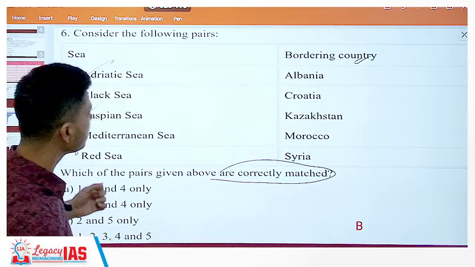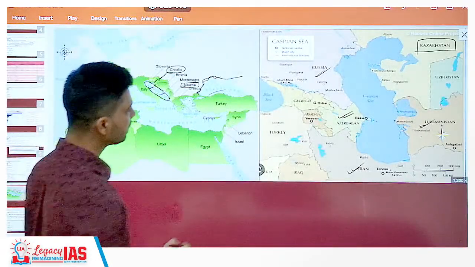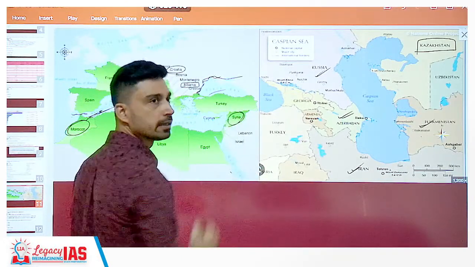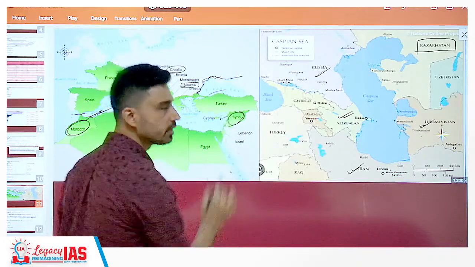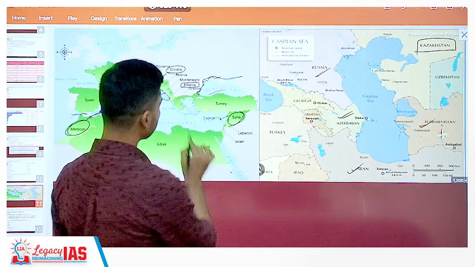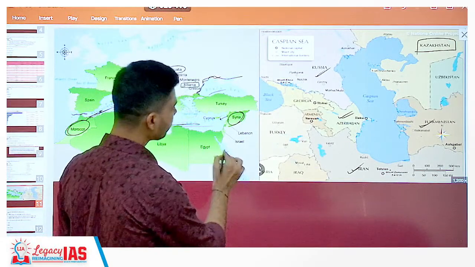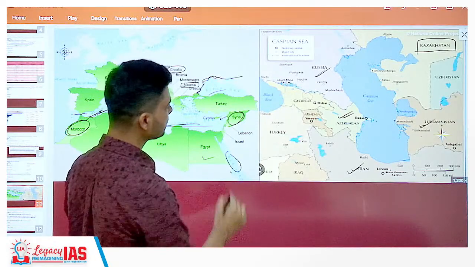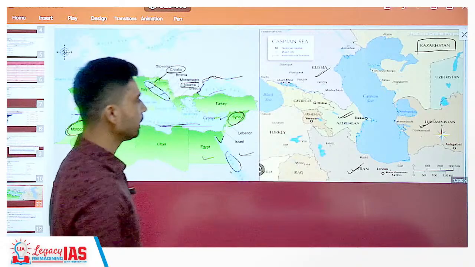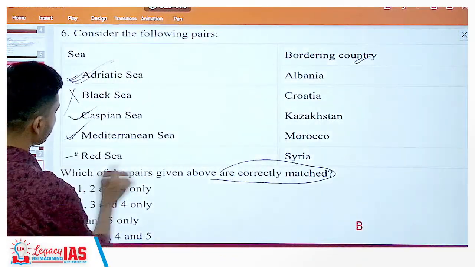And last is Red Sea and Syria. So, let us take a look. Where do we have the Red Sea? This is the Red Sea. And where is Syria? This is Syria. Before also we have discussed that Syria is a bordering country, but which sea does it have a border with? The answer is, it has a border with the Mediterranean Sea. The Red Sea borders countries such as Egypt. We have Egypt here, then the Sinai Peninsula here, then Saudi Arabia, and all these countries. So, the fourth matching is an incorrect matching.